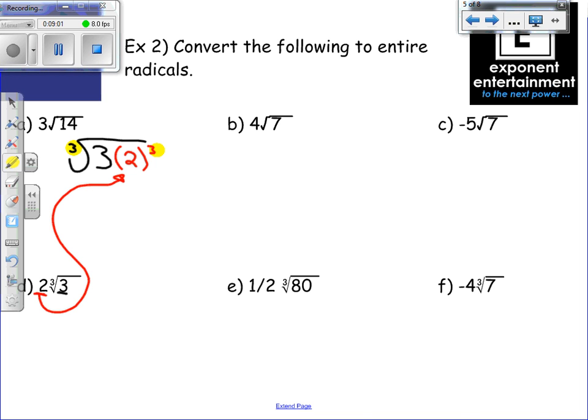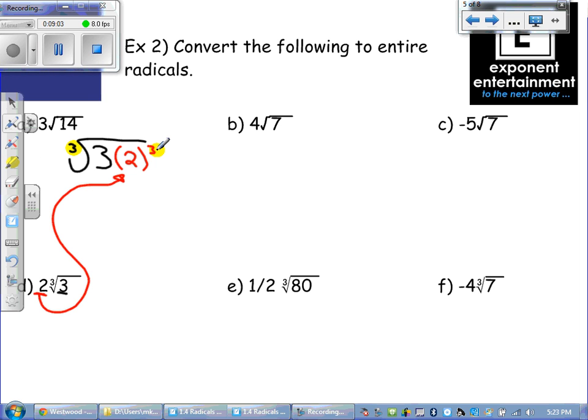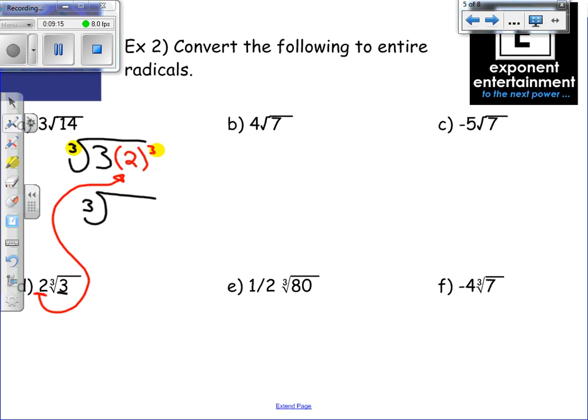After that, you just have to do your simple calculations. So if you do 2 cubed, you should get 8. Then you do the rest of the question: 3 times 8, and then you do the cube root. 3 times 8 is 24. That's your final answer.